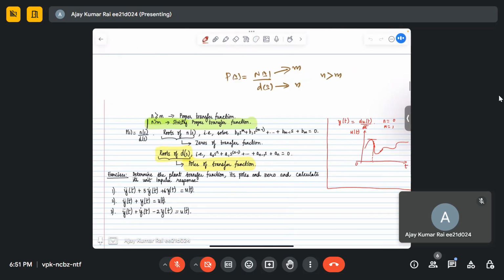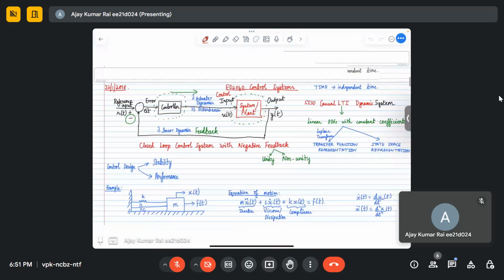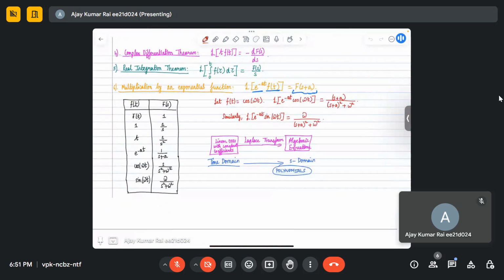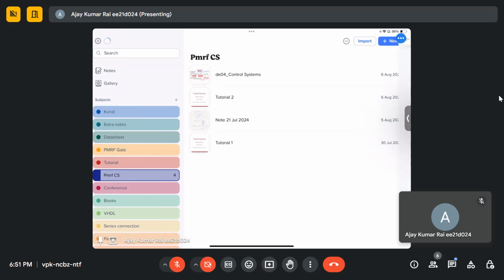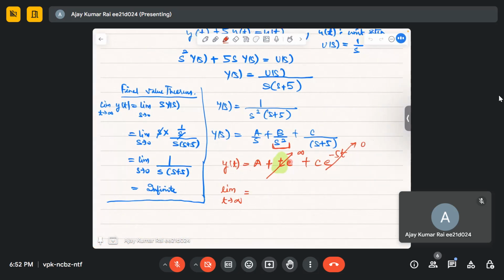We'll just go to the notes. Here, I want you to focus on this. If I take the inverse Laplace transform of 1 by s square, what will I get? Let's suppose we found the coefficient b. We know the inverse Laplace transform of 1 by s square is t. So you'll get something like a plus bt plus c e^(-5t).